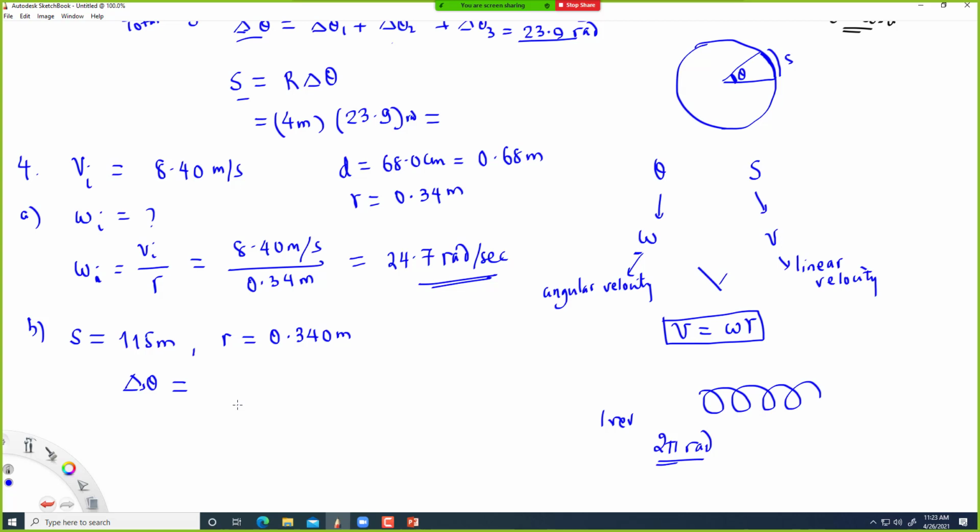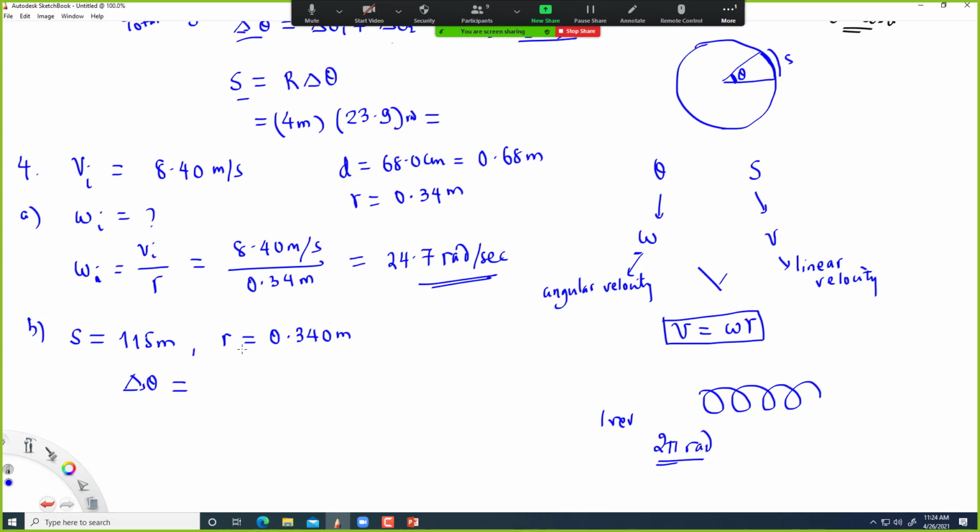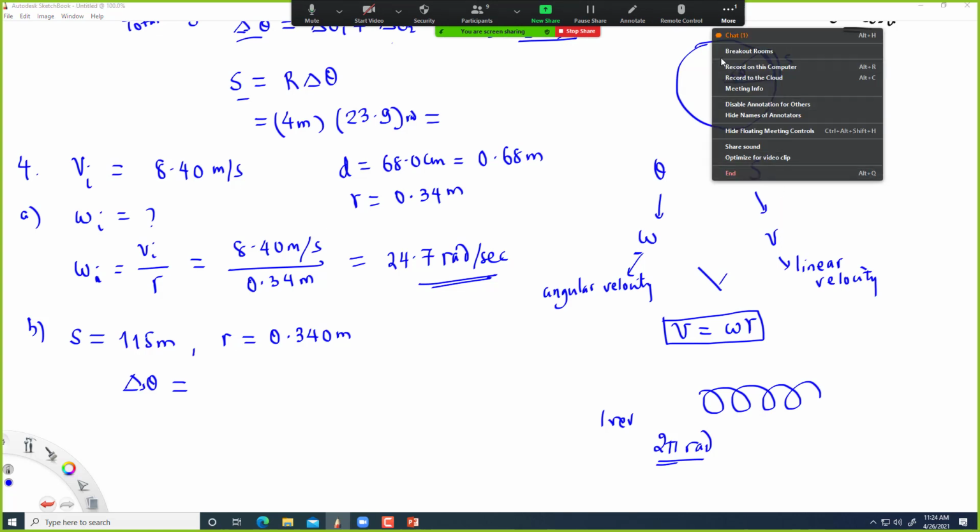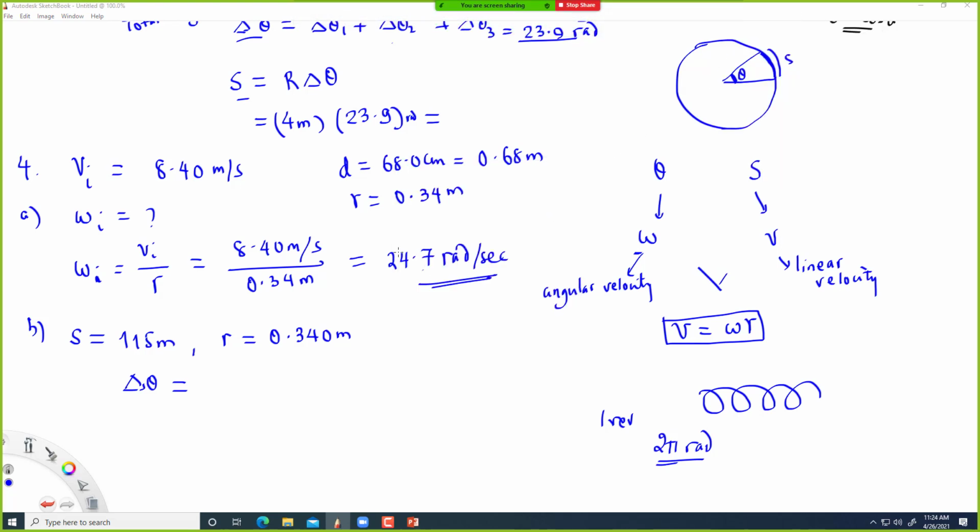How should I find delta theta? Given these two quantities, what should I do to find delta theta? Give me the formula. Yes, that's right, someone answered that correctly. So here we have this formula: S is equal to R times delta theta. We want to find delta theta, that means S over R, so we divide S by R. S is 115 meters. Is that centimeters or meters? Meters. And R is 0.340 meters.